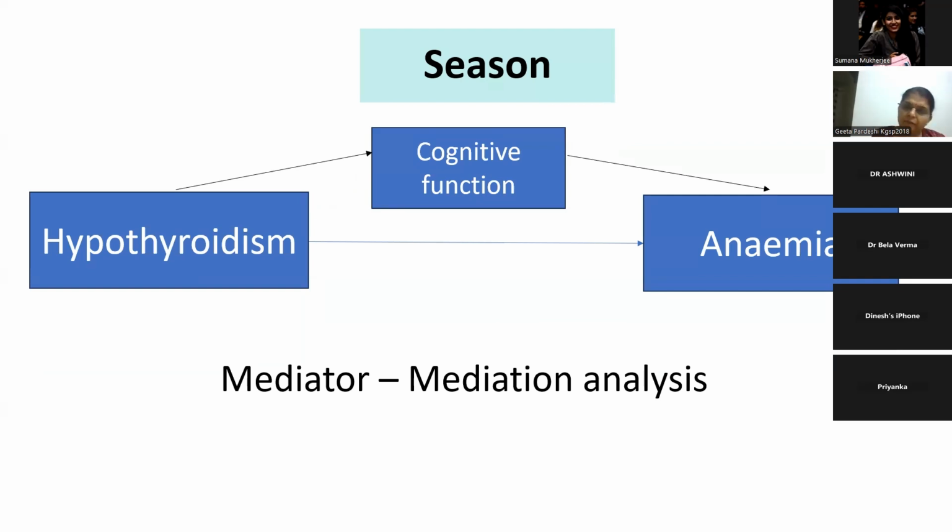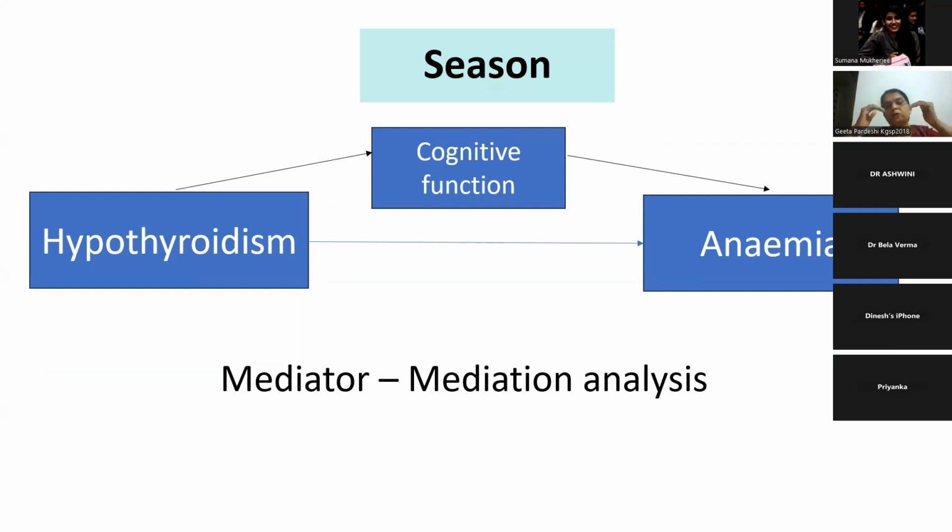This cognitive function comes in the causal pathway of hypothyroidism to anemia. Do you agree? Yes, ma'am. Right. So there could be other ways in which hypothyroidism causes anemia, but it could also impair cognitive function.